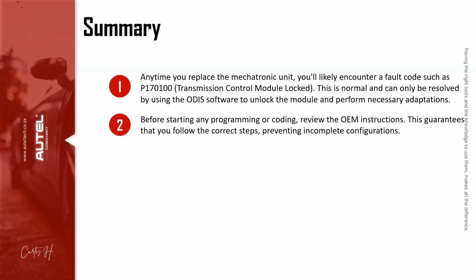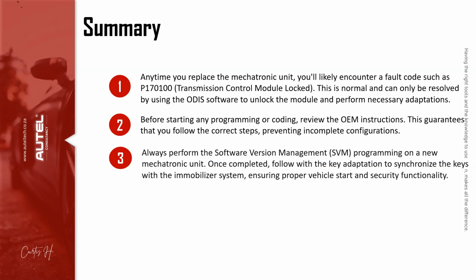You can spend as much time as you can online, but you're going to see that every VIN number is a little bit different. Next, always perform the software version management programming on the new Mechatronic unit. Once completed, follow the key adaptation to synchronize the keys with the immobilizer system, ensuring proper vehicle start and security functionality. Next, complete the final basic settings and adaptations with the Maxisys Ultra.